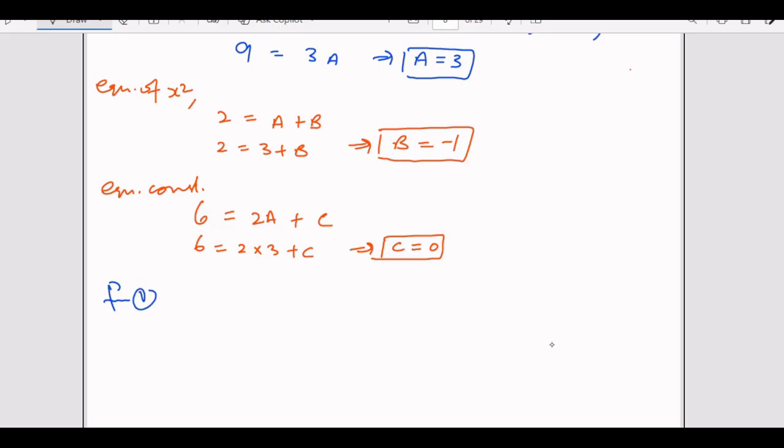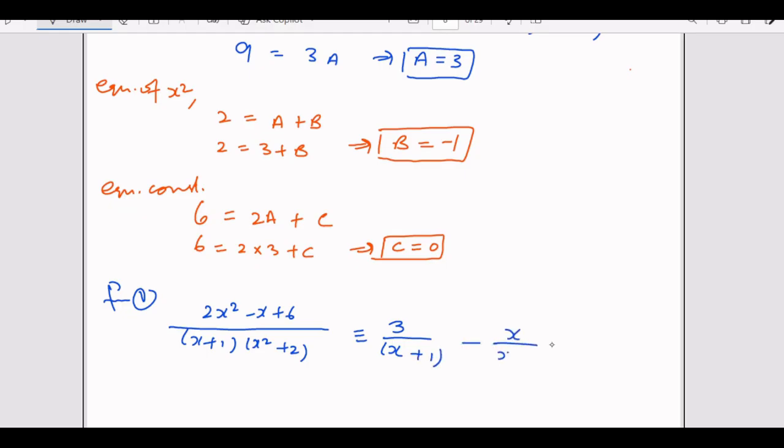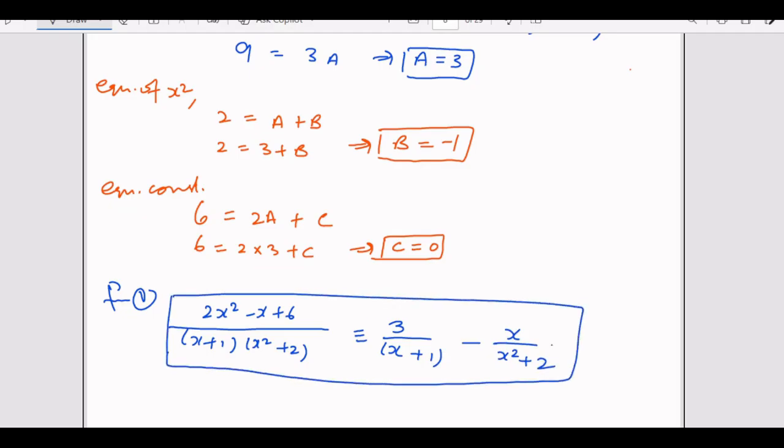So from 1 I have here (2x² − x + 6) over (x + 1)(x² + 2). This is going to be equivalent to 3 over (x + 1) minus x over (x² + 2). So just substitute the values of a, b and c to get the final answer, right?